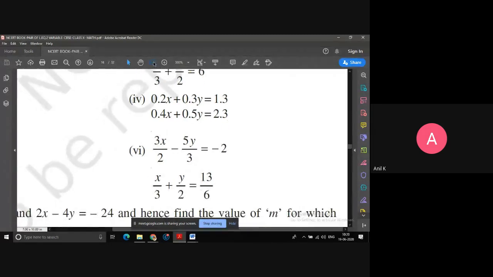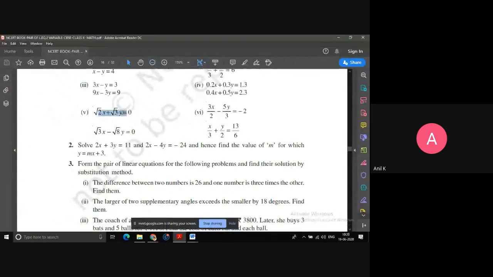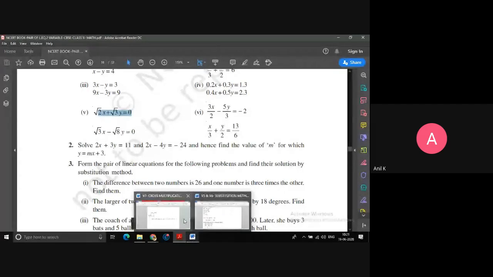Okay, then you have root 2 terms. If I want to eliminate x, multiply this entire equation with root 3. Do you want me to solve it, or can you try? Let me solve this question for you now.